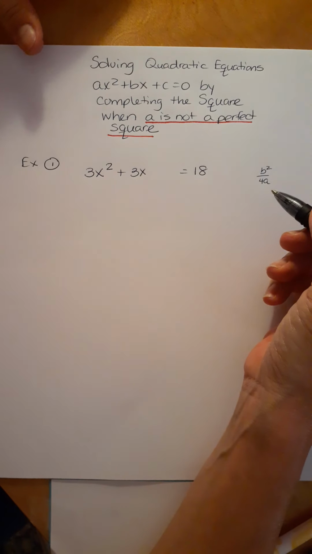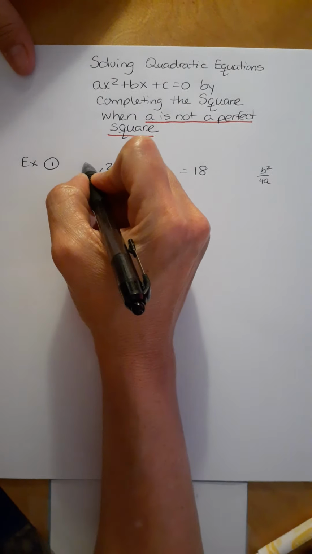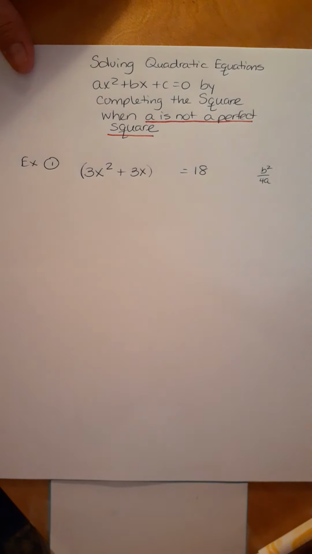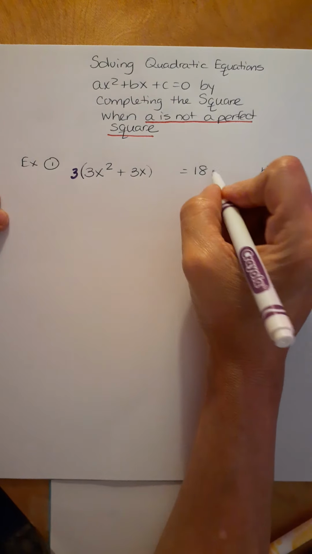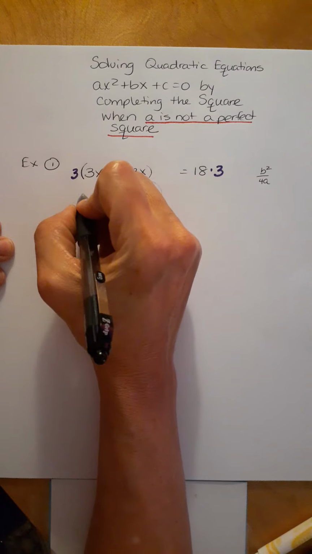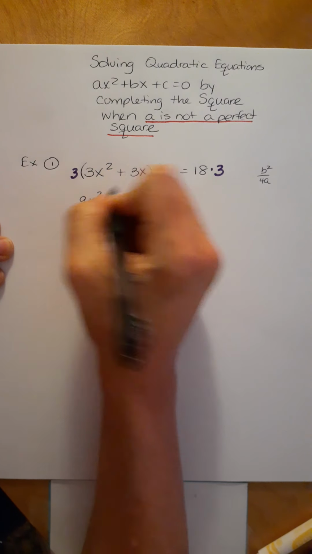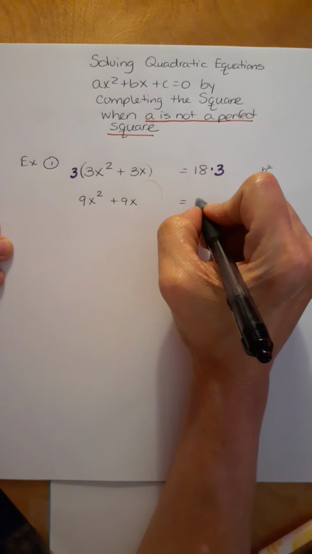So we're going to do that to both sides. We're going to multiply by 3 here, and we're going to multiply here by 3 and this by 3. What I do to one side, I have to do to the other. So when I multiply by 3, I get 9x squared plus 9x equals 54.